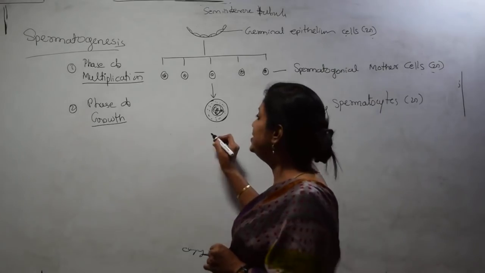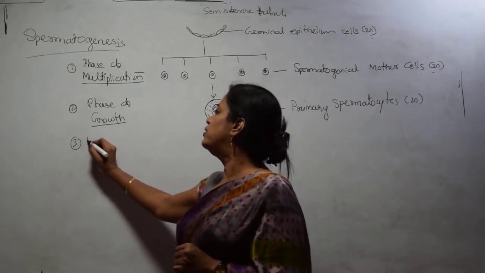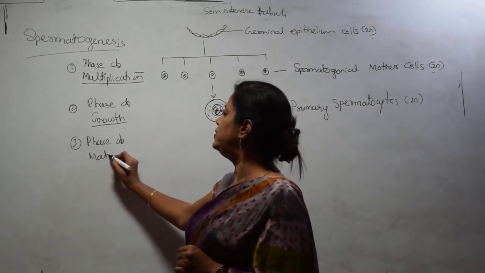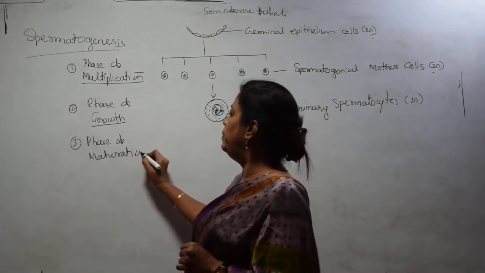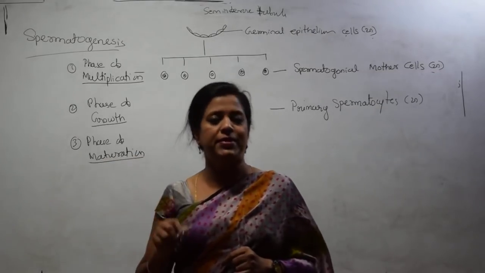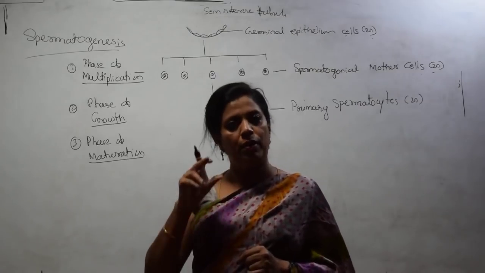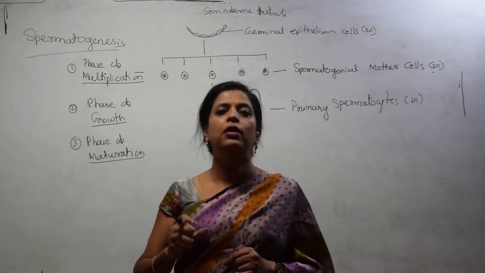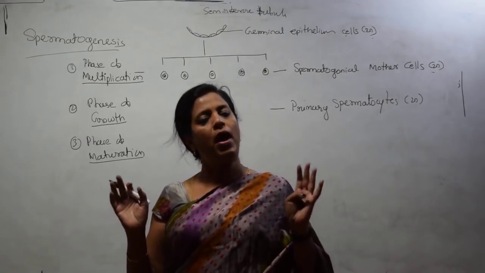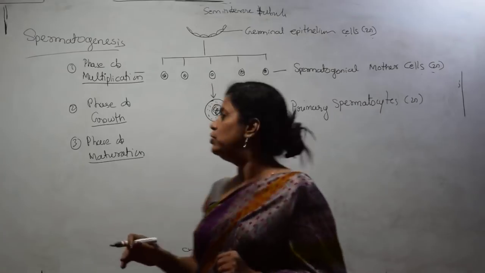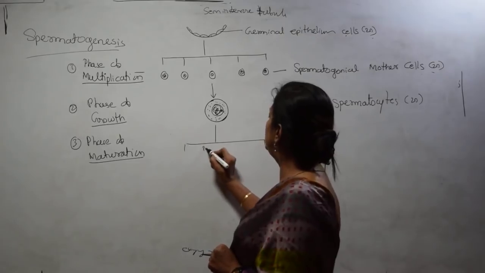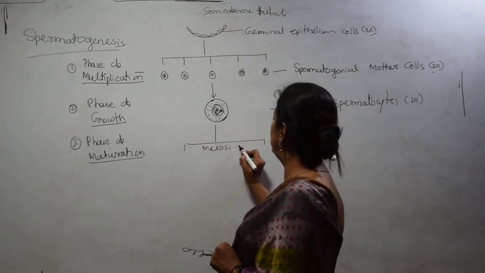Now the next phase is the third phase. We call it the phase of maturation. Very important. What is happening in maturation? Maturation here refers to the meiotic cell division. The grown-up primary spermatocyte undergoes first meiosis, then second meiosis, to form haploid spermatids. Now it will undergo first meiosis. This is meiosis 1.